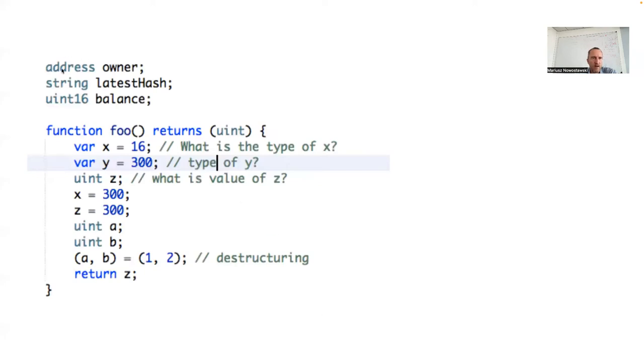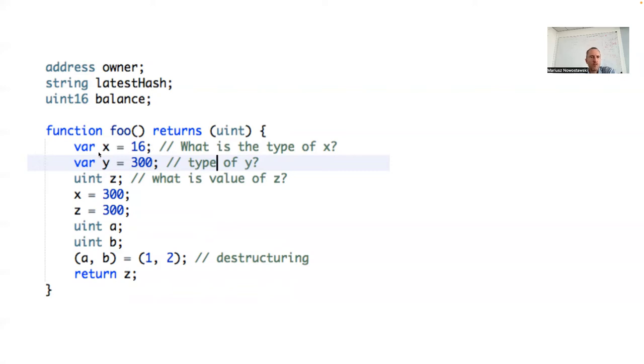So here we have three variables. We have an address, a string, and an unsigned integer. We have an owner, which is represented by an address. We have the latest hash and balance. And then we have a function which returns an unsigned integer. And then we have a couple of statements. We have a variable x, which is 16. So what type is x? Well, the compiler will infer the type of this variable to be the smallest one which can hold that value, right?